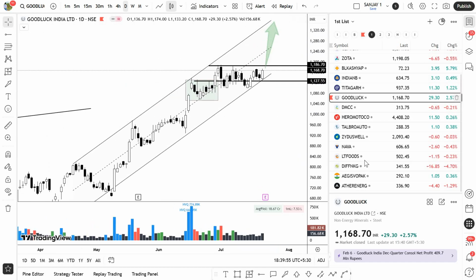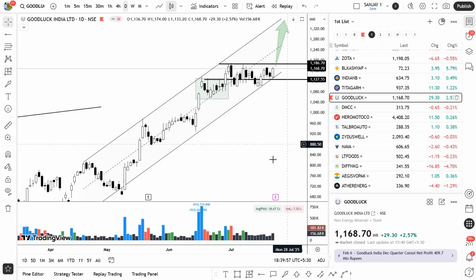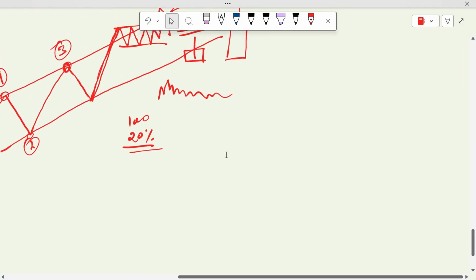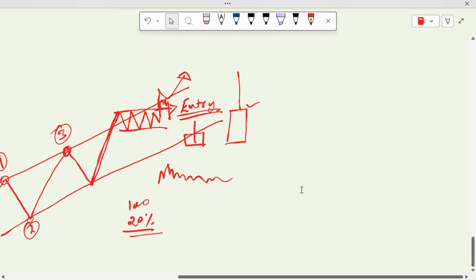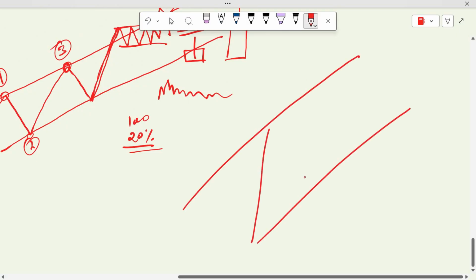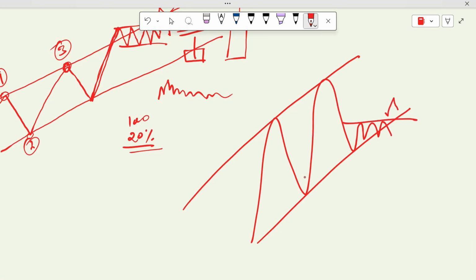So as of now I have found that the majority of the setups are forming near channel resistance, which is not a good sign for us. So we need to look at structures which are forming bases like this, and you have to take your entry at this level, not here.